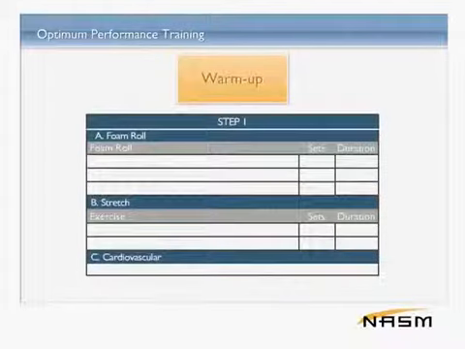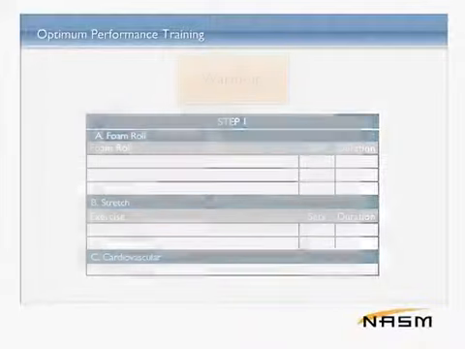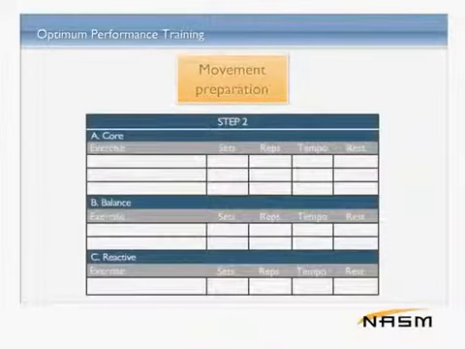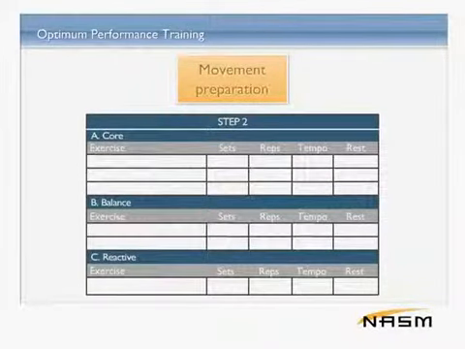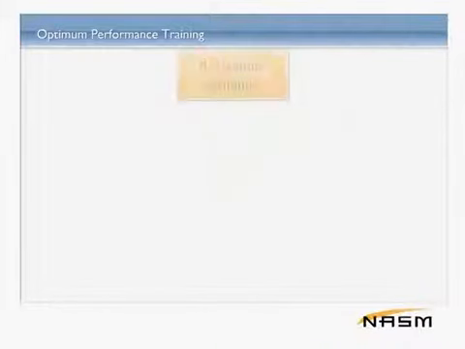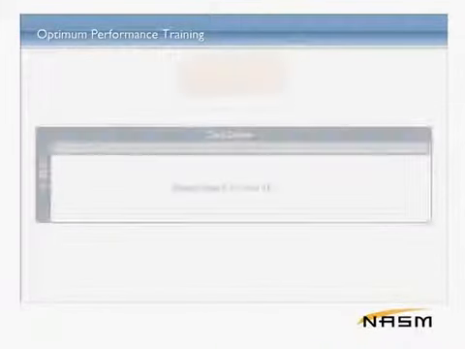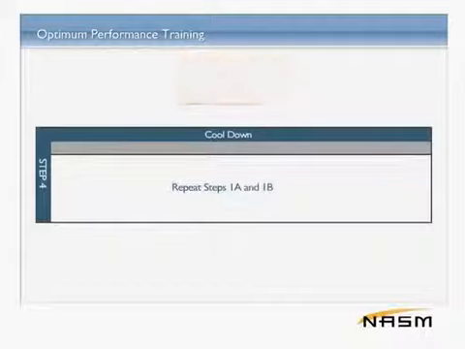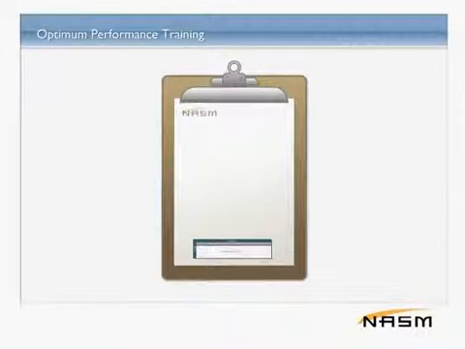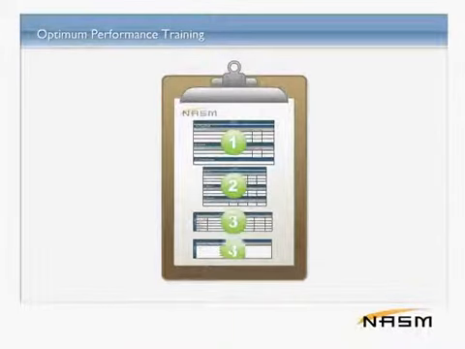The warm-up section, which includes your flexibility, foam rolling and stretching, and cardiorespiratory components. Movement preparation section, which includes your core, balance, and reactive training components. Your resistance training section, and your cool-down. The template is laid out to illustrate step-by-step how to take your client through their program. We'll be referring back to this template throughout the course and how to fill out a template when designing a program.